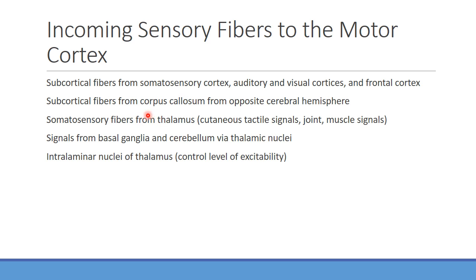You're going to find some information is coming from the thalamus, and so you can see things like cutaneous tactile signals, the joint proprioceptors and things like that. They tell us basically what are the outside forces on the body right now, what position are the joints and the muscles in, and so that can get fed up through the thalamus. And then the basal ganglia and the cerebellum, again, part of our extrapyramidal tract, get incorporated through some of these nuclei. And then finally, we have the intralaminar nuclei of the thalamus, and this actually helps to control things like level of excitability. We'll talk about that a little bit later on in a different section of this course.